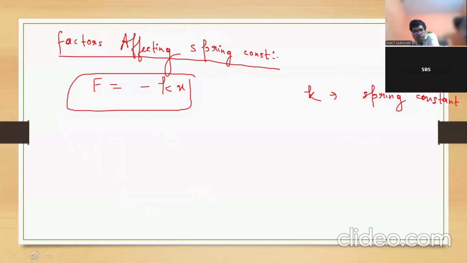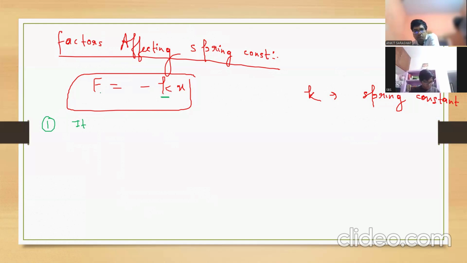So the first point: it depends on the type of material. I'm talking about this k, the spring constant. K will play a key role in spring force. F is the spring force, you can write F_sp also if you wish. The spring force depends on two things: one is extension, second is K, the spring constant. What are the factors that decide the value of this spring constant, whether it is high or low?